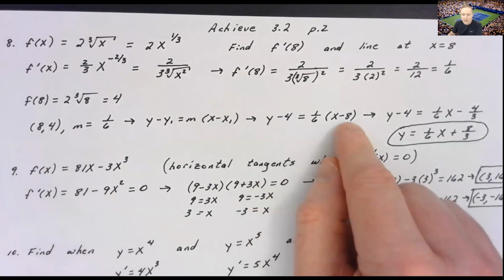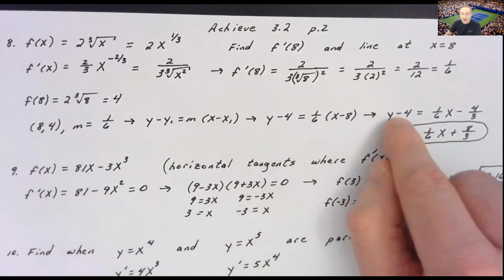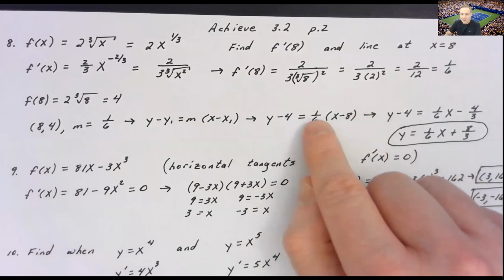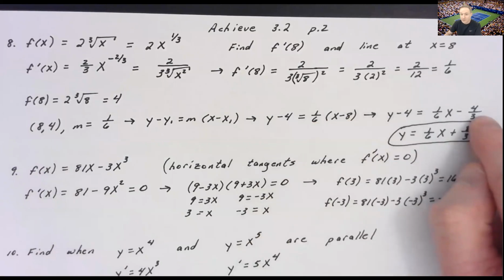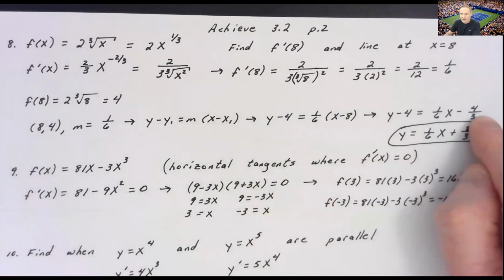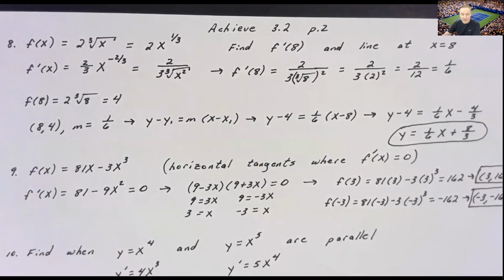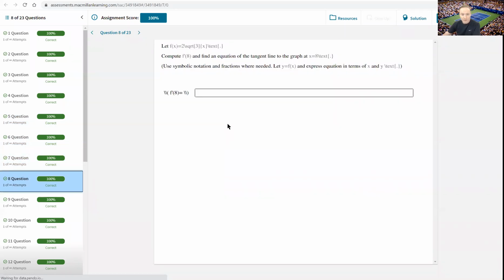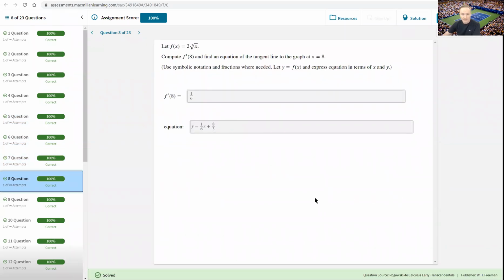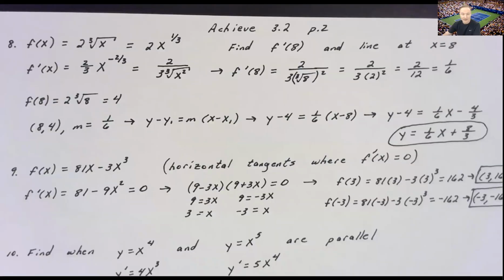And then after I do that, I'll distribute through the 1/6 and get 1/6 x, and then I would have minus 8/6, which I've reduced down to minus 4/3. I add 4 to both sides, and I know 4 is the same thing as 12/3, so 12/3 minus 4/3 gave me the 8/3 there. And you can see that in this problem here, that's what they were wanting for the final answer, the equation of that tangent line. Now, actually, the first question here, they didn't technically want f prime of x, they just wanted f prime of 8. But you had to find f prime of x, of course, before you can evaluate the derivative at 8.